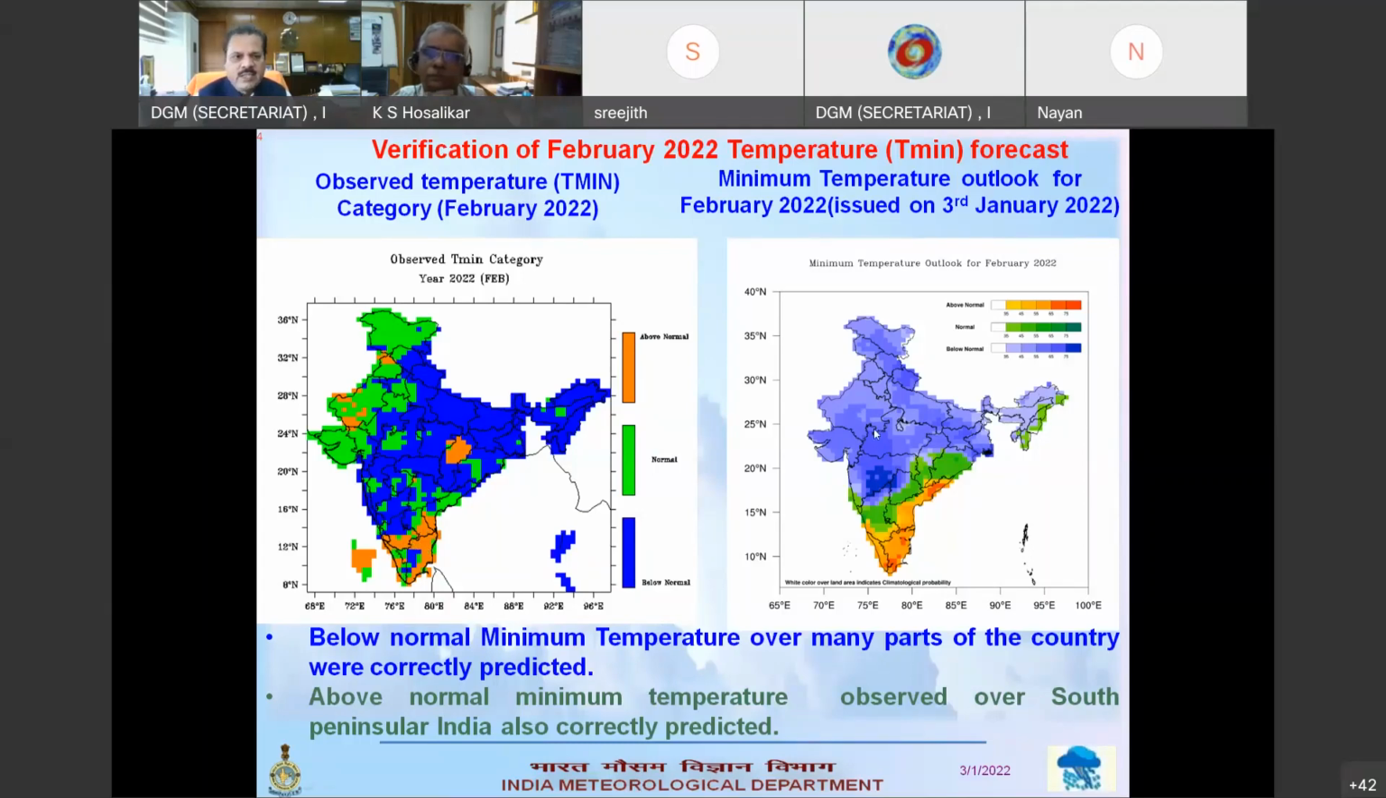As we predicted, most parts of the country in the north and central will have below normal temperature. The same thing happened if you just compare on the left-hand side diagram. Therefore, the temperature forecast, both maximum and minimum, for the month of February, based on the multimodel ensemble forecasting scheme of India Meteorological Department, has come out reasonably correct.